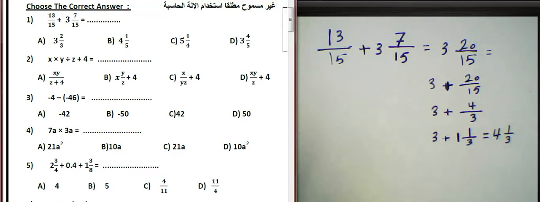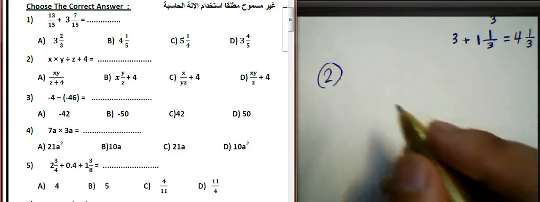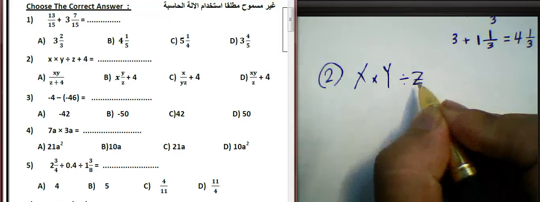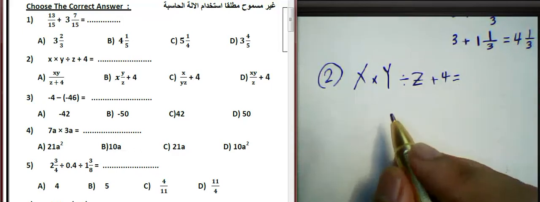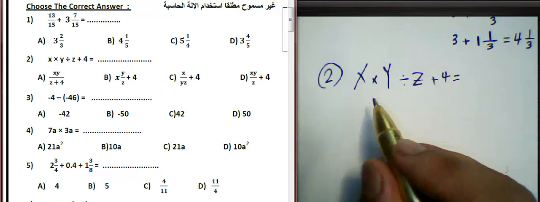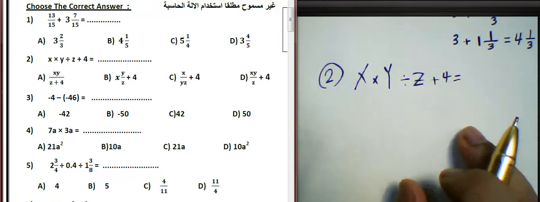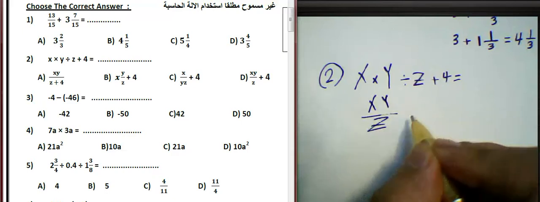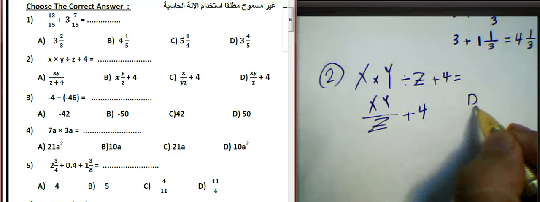Okay, another example. Number 2. Look with me at question number 2. x multiplied by y divided by z plus 4 equals what? First step, we find the multiplication first, from left hand side to right hand side, it's the order of operations. x multiplied by y divided by z will be xy over z plus 4. So okay, the result will be D. We must choose letter D.